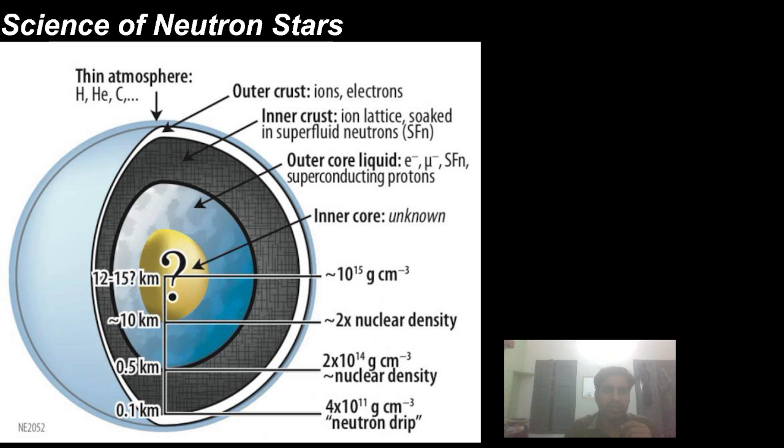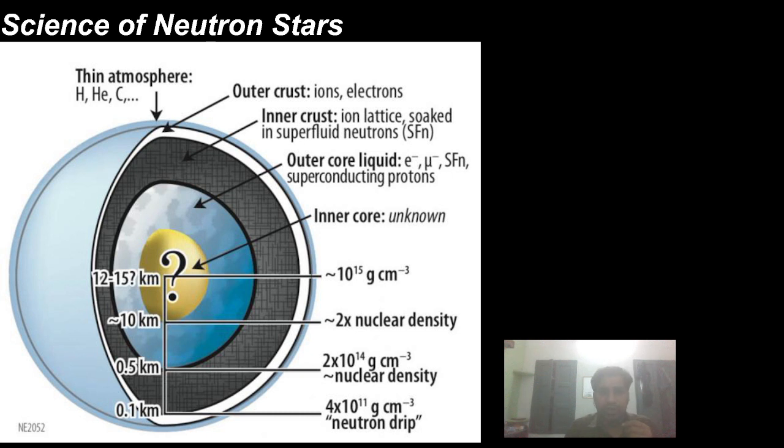Now if we classify the neutron star in terms of the material of the different layers, the first layer, or the outermost layer of a neutron star, is thin. It is basically 0.1 kilometer in range, and in this layer helium, hydrogen, carbon, and other types of nuclei are the dominant constituents of the material of the outer layer.